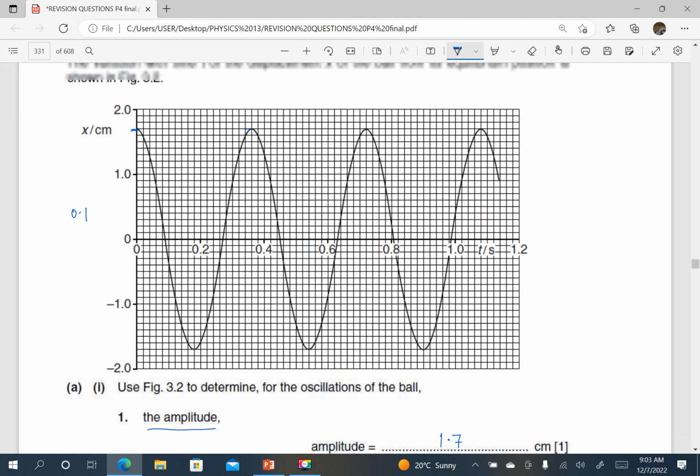Period is the time for one complete oscillation. So I have to look for a more convenient point to find the correct period. When I look at this peak here and this peak here, it is easier for me to find the period. The scale on the x-axis: there are 10 small squares in a unit of 0.2, so the scale is 0.2 divided by 10, which is 0.02. We have 1, 2, 3, 4, 5, 6, 7, 8, 9. There are 9 small squares, so I multiply 0.02 times 9.